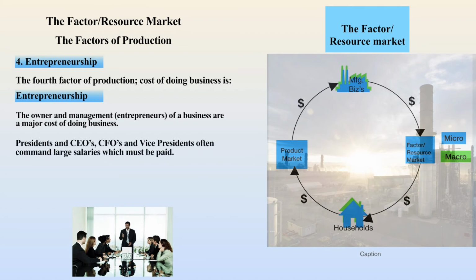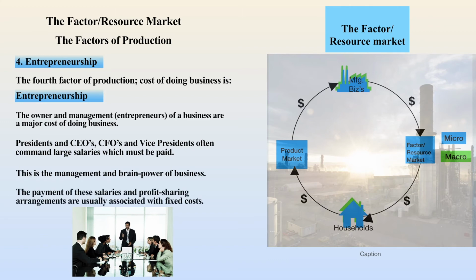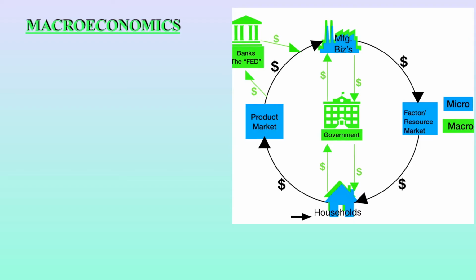Presidents, CEOs, CFOs, and vice presidents often command large salaries which must be paid. This is the management and brain power of a business. The payment of these salaries and profit-sharing arrangements are usually associated with fixed costs. So now we're moving into macroeconomics to close up this presentation.